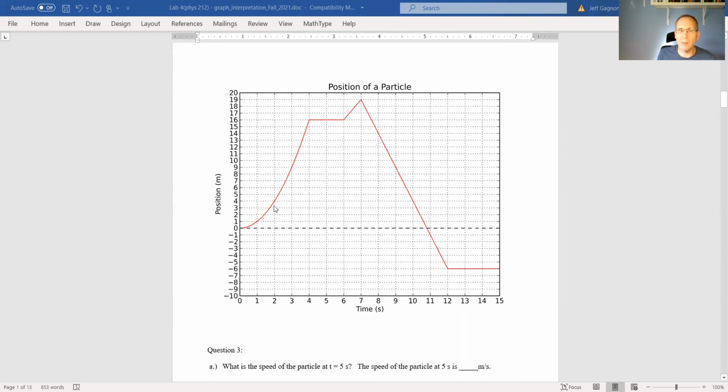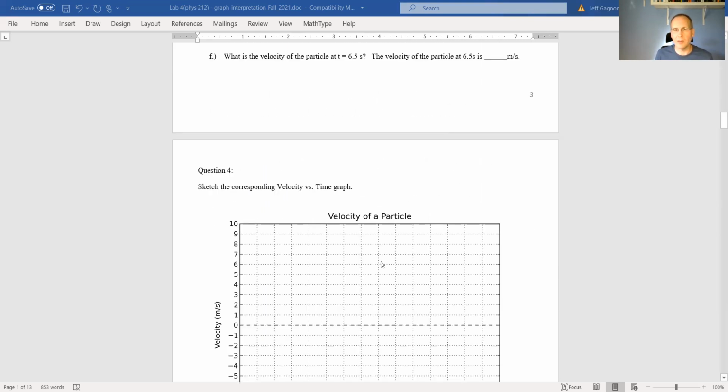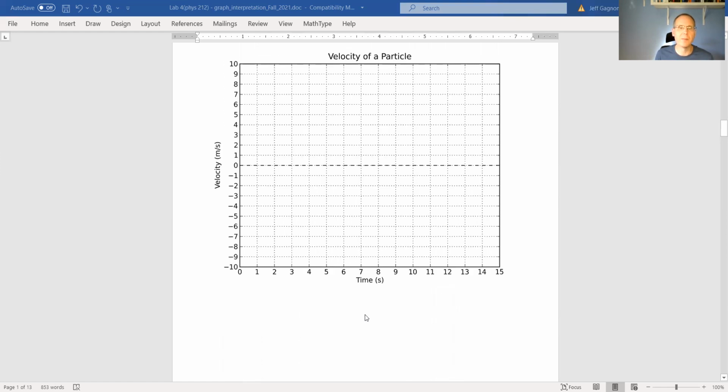Since this is curved and we know mathematically it's a quadratic function, it turns out the velocity is going to be a linear function. And then everything else, there's going to be constant velocities, right? So those are just going to be horizontal lines. But the first part is a little tricky.